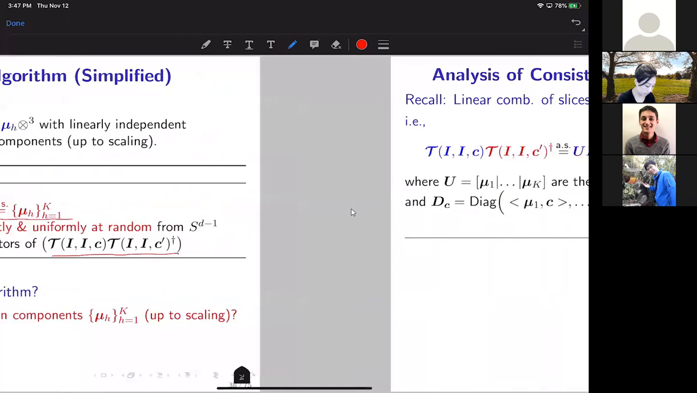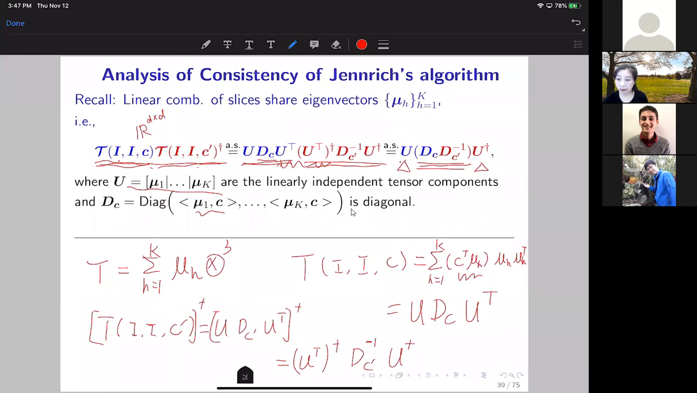Okay, so this is rather simple, right? So the Jennrich algorithm is based on this observation that the components of the linear combination of slices share components, so we were just doing some random linear combination, right? So you can see the Jennrich algorithm is a stochastic algorithm in some sense, because it is doing some sampling from the sphere for the C and C prime, okay?